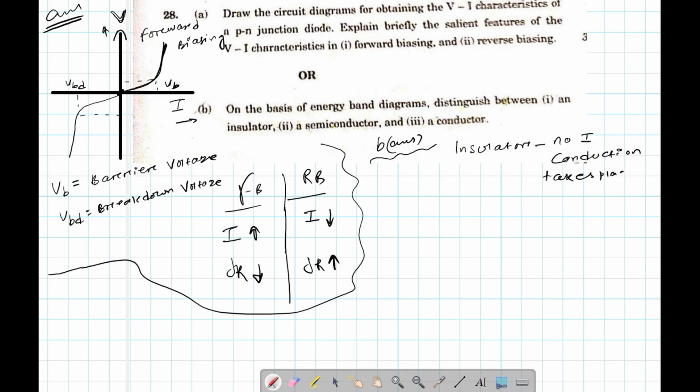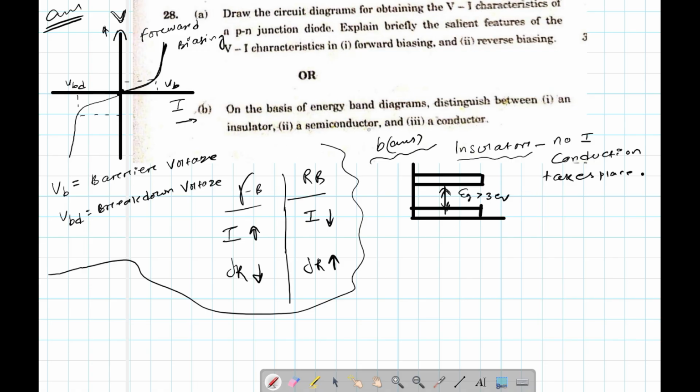So what is the energy band diagram? Draw the energy band diagram for insulator. For insulator, the energy band gap is how much? For insulator, no current conduction takes place, and the energy band gap is greater than 3 electron volt.